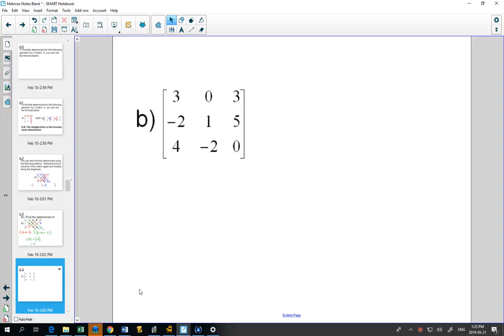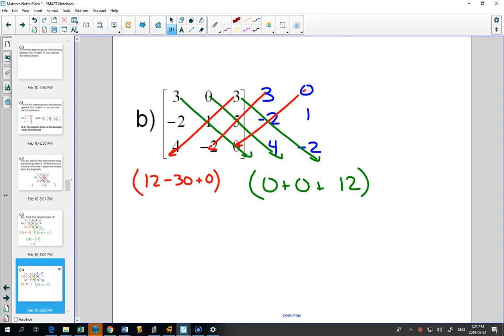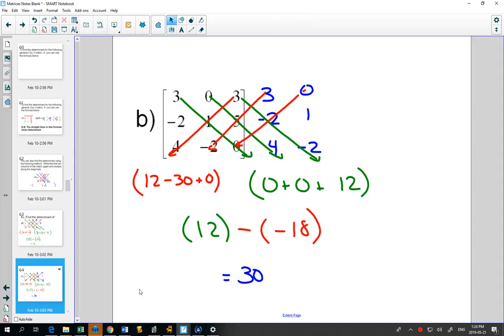One more example. And working backwards. So we would get 12 minus a negative 18, which gives us a determinant of 30.